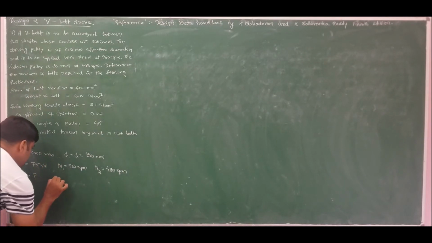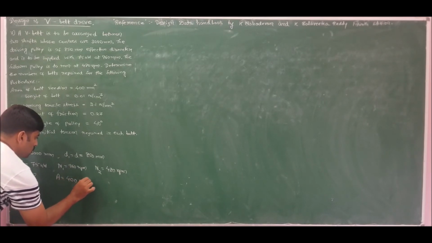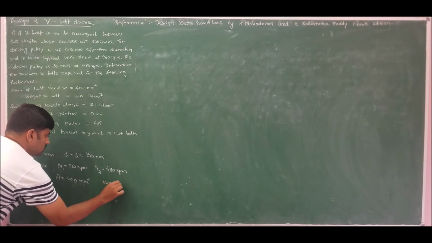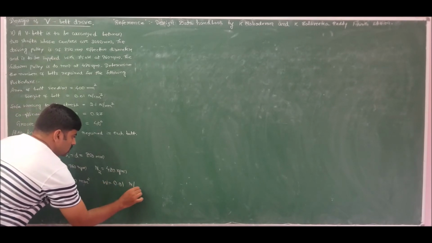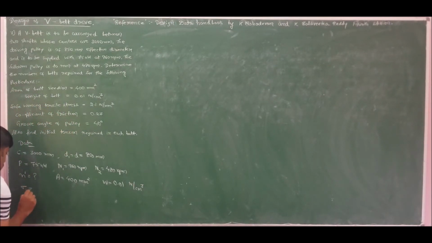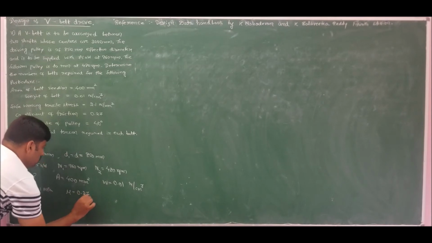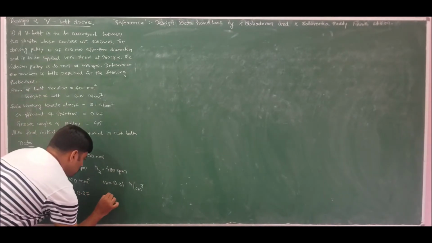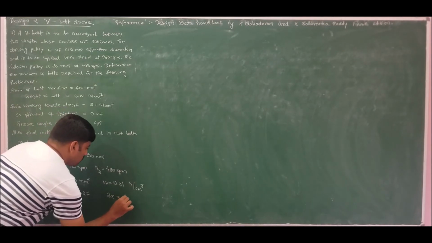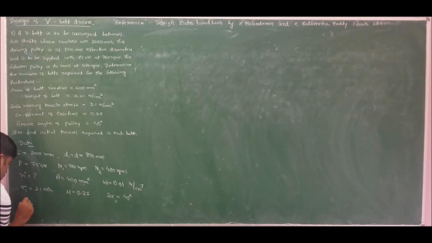The cross section of the belt area is specified. Area is 400 mm square. He has specified the weight as 0.01 Newton per centimeter cube. Safe stress is given, so sigma 1 is 2.1 megapascals. Coefficient of friction mu is specified as 0.27. Groove angle is 2 alpha, where alpha is the semi groove angle. 2 alpha is 40, and he is also asking to find out the initial tension T0.